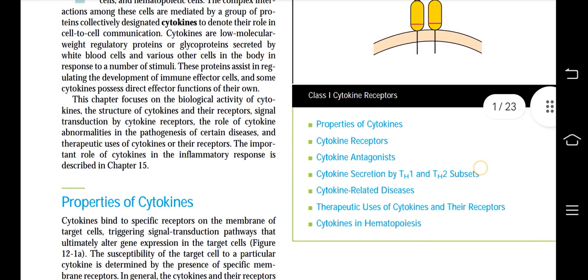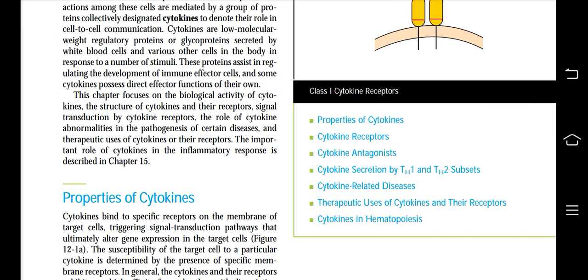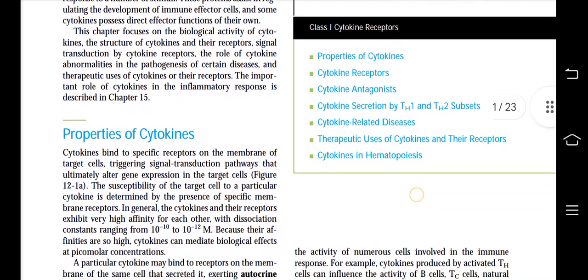So we're going to learn some aspects related to properties of cytokines, cytokine receptors, cytokine antagonists, cytokine secretion by Th1 and Th2 subsets, cytokine related diseases, therapeutic uses of cytokines and their receptors, then cytokines in hematopoiesis. But I will be excluding some portions related to clinical application, so pardon me for that.